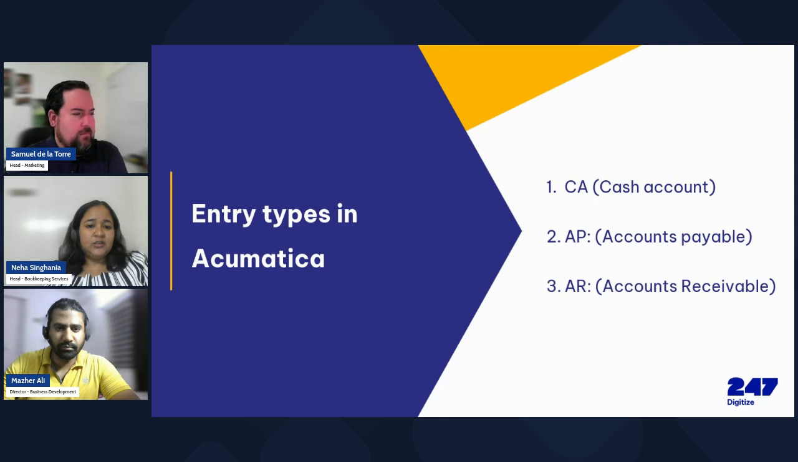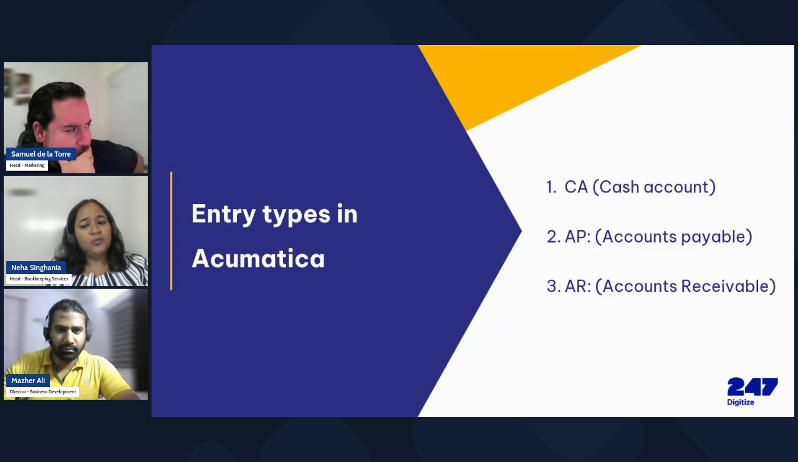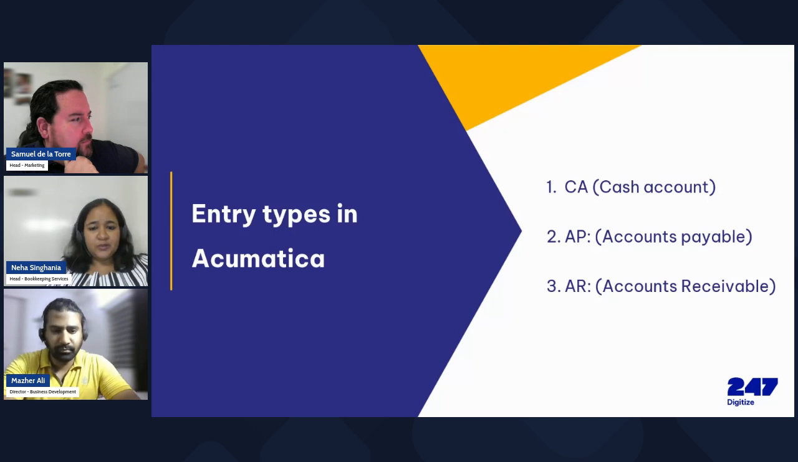Next category is AP, or accounts payable. These are used specifically in cash management for transactions that involve accounts payable. It generates prepayments for disbursements or refunds for receipts within accounts payable. It directly affects our vendor balances.